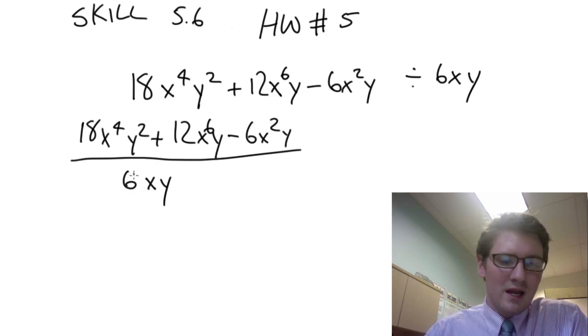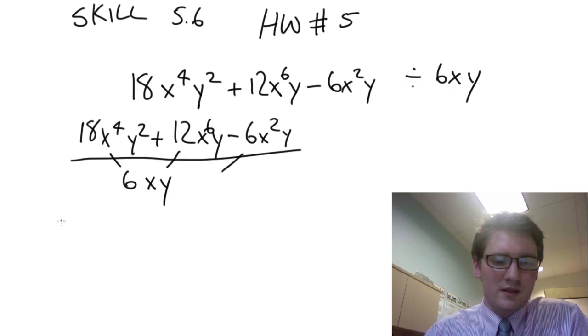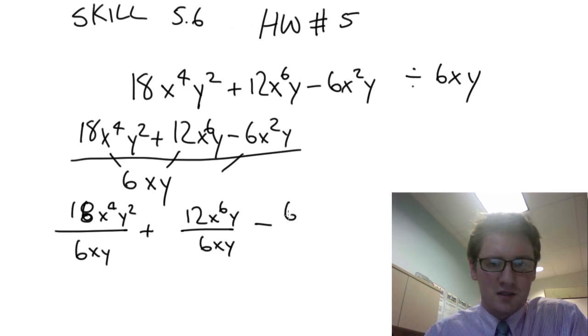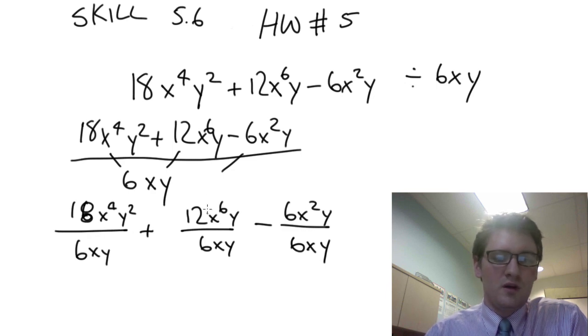Well, whenever we set up a problem like this, we need to divide by each term individually. So then I can rewrite this like this: 18x to the 4th y squared all over 6xy, plus 12x to the 6th y over 6xy, minus 6x squared y all over 6xy. So each individual term is being represented and being divided by each one.